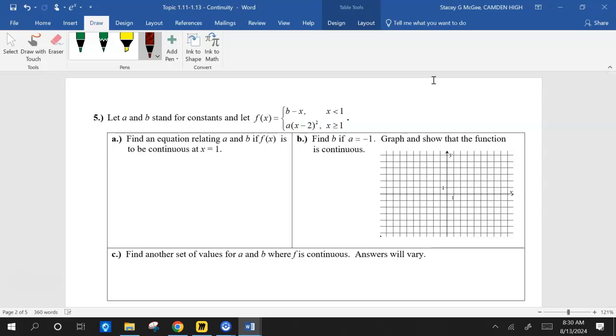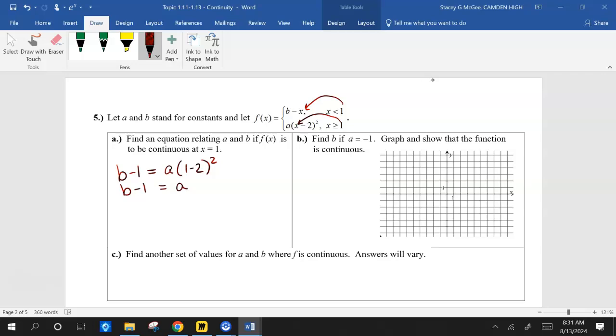All right, I think that was it. Was that it? No, 5A. All right. This is when it gets hard because I got two unknowns, right? So find an equation relating A and B if it's continuous at 1. Same thing. If it's continuous at 1, that means if I plug in 1 for x, it better equal, right? So b minus 1 better equal a times 1 minus 2 squared. Do y'all see where this is coming from? So b minus 1 better equal just a.